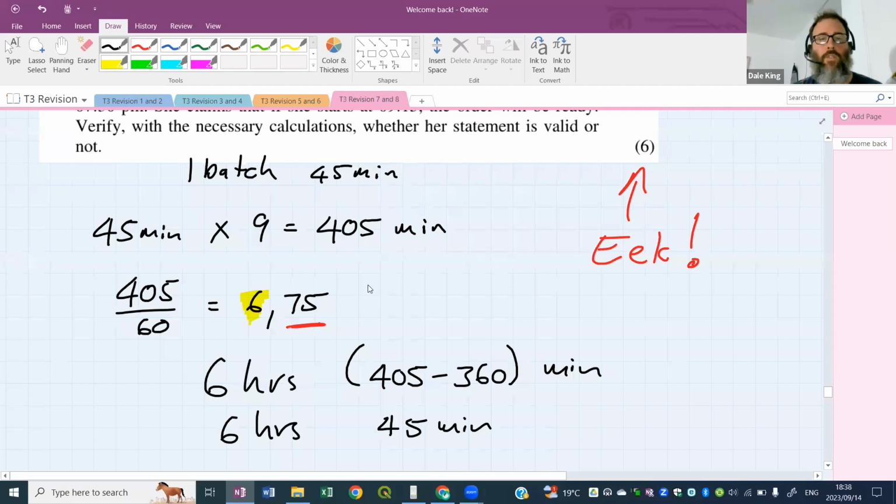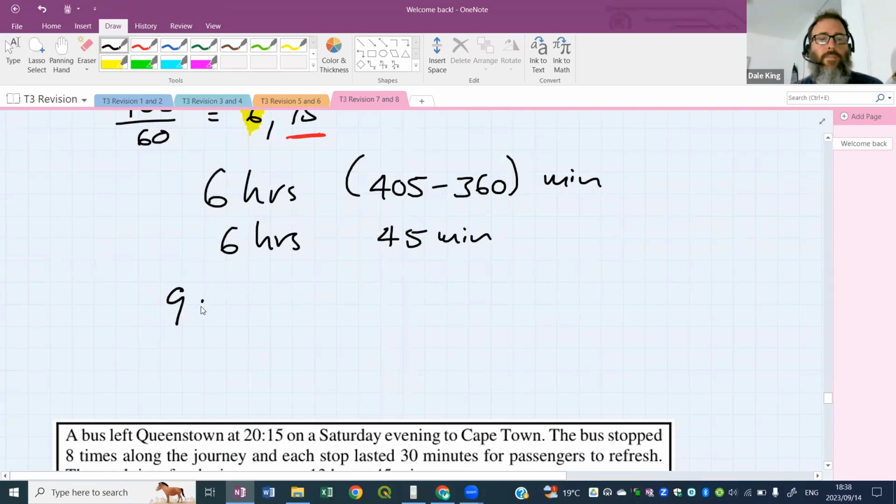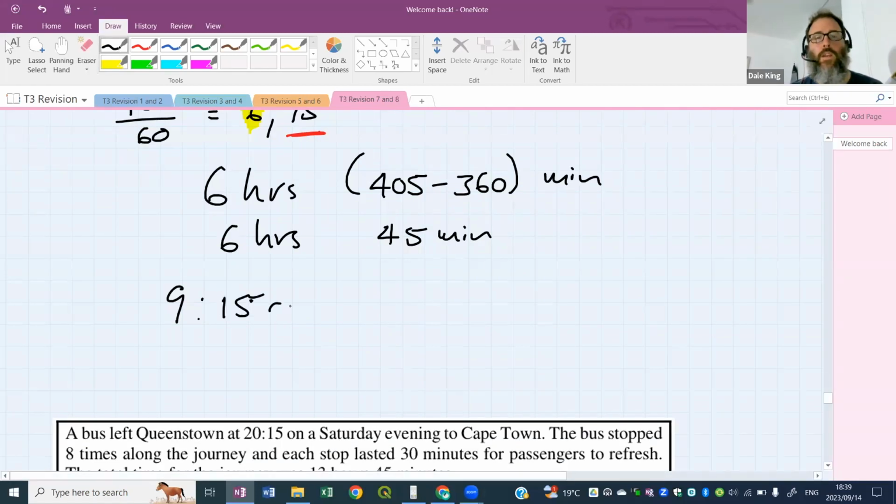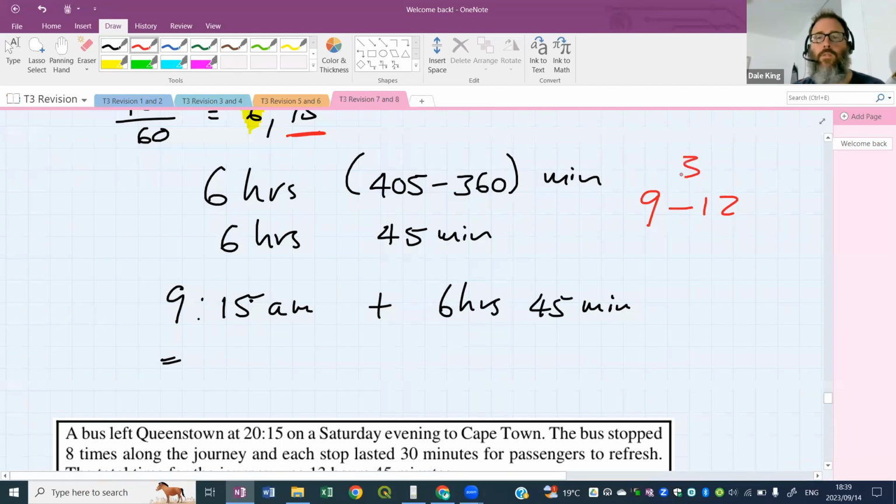Be careful. The 9:15 must be AM, because it's going to finish at PM. So 9:15 AM plus 6 hours and 45 minutes. If you take 6 hours onto 9, from 9 o'clock to 12 noon is 3 hours, and then another 3 hours gives us 3 o'clock.